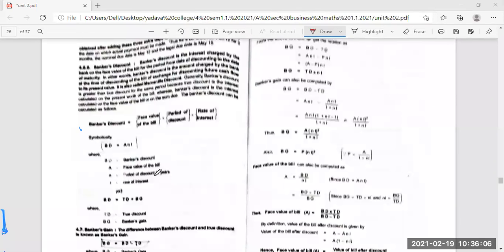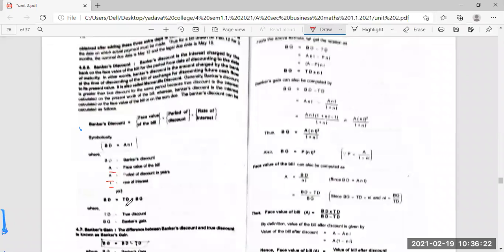So banker's discount is denoted as BD, face value is denoted as A, time in years is N, I is the rate of interest. That is, banker's discount is equal to trade discount plus banker's gain. TD is trade discount, BG is banker's gain, BD is banker's discount.